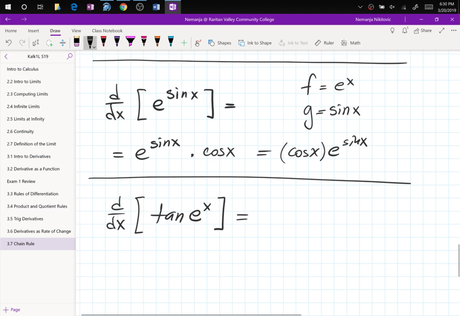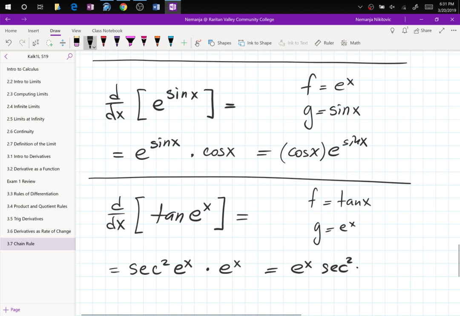So what's f? 10x. 10x, very good. And g would be e to the x. So the derivative of tangent is secant squared, and then we use e to the x as its argument, times the derivative of e to the x, which is e to the x. This is where we would put e to the x first, and then we have secant squared of e to the x.